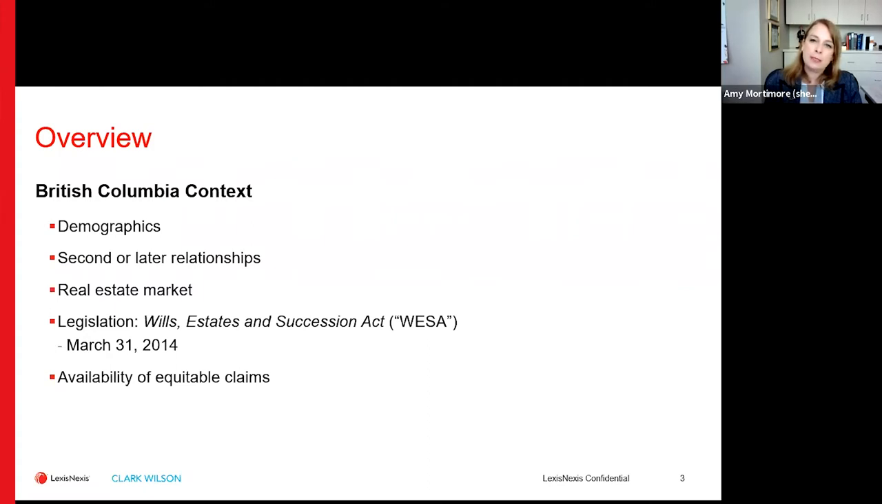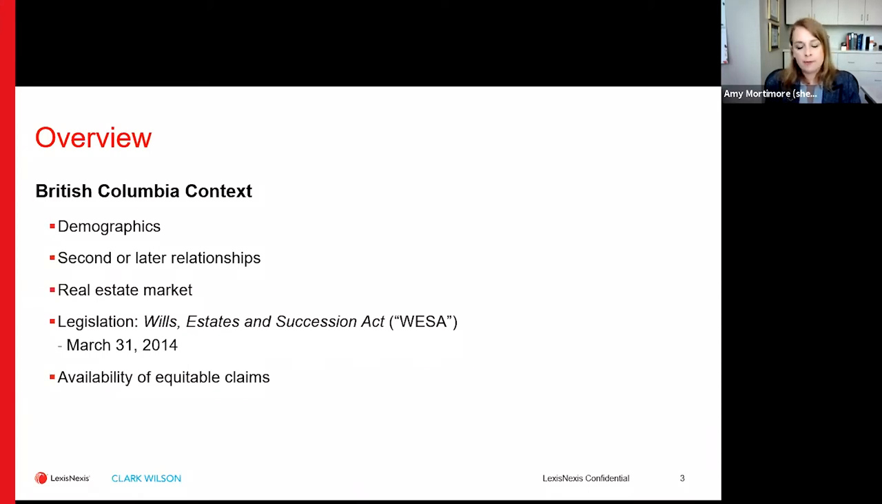So we're seeing more of those pushing cases into the estate litigation world. Finally, we're seeing in terms of the size of the estates that are coming through in British Columbia, and in particular in the Lower Mainland here around Vancouver, significant increases in value of real property. Somebody who bought their home 30 years ago for $100,000 on the west side of Vancouver now has a house worth $3 million.